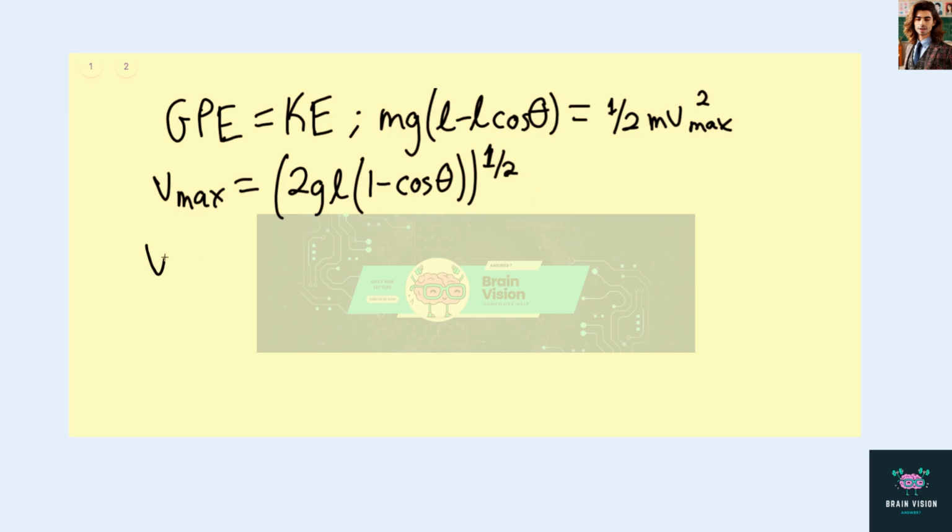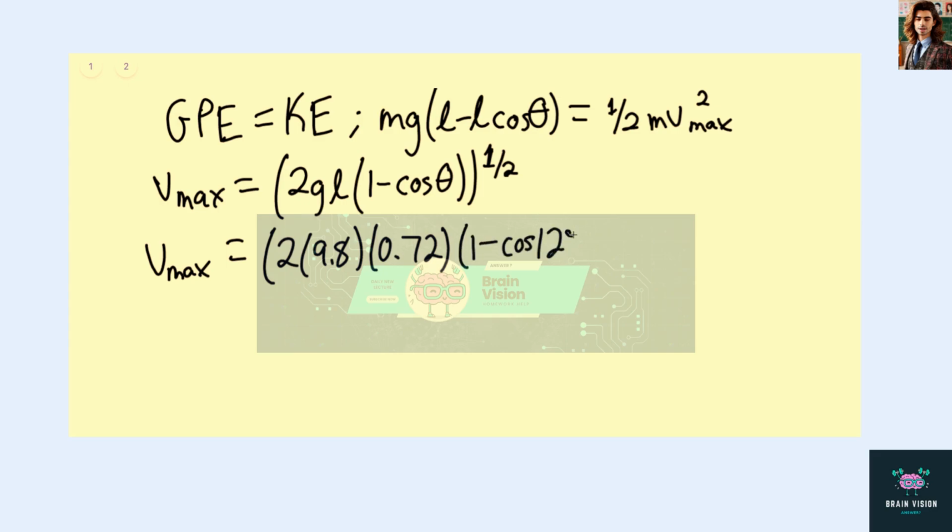And then we can actually solve and say that v max is going to be (2 times 9.8 times 0.72 times (1 minus cosine of 12 degrees)) all to the 1/2 power. This is going to give us 0.555 meters per second.